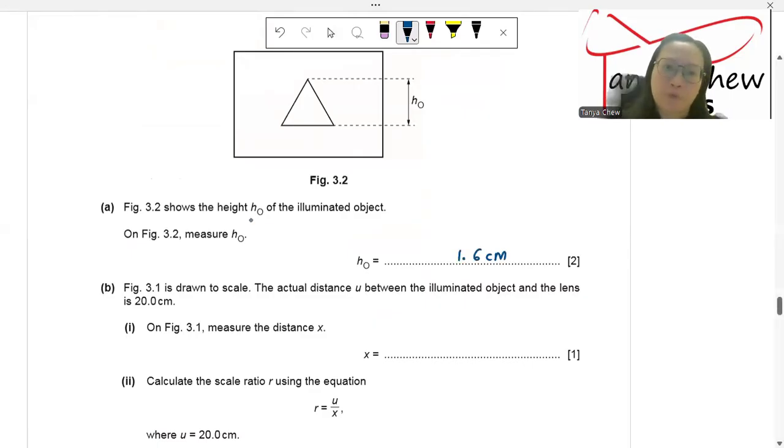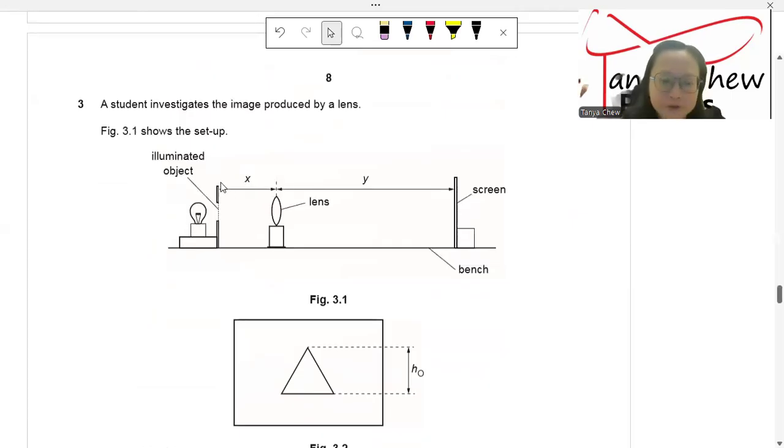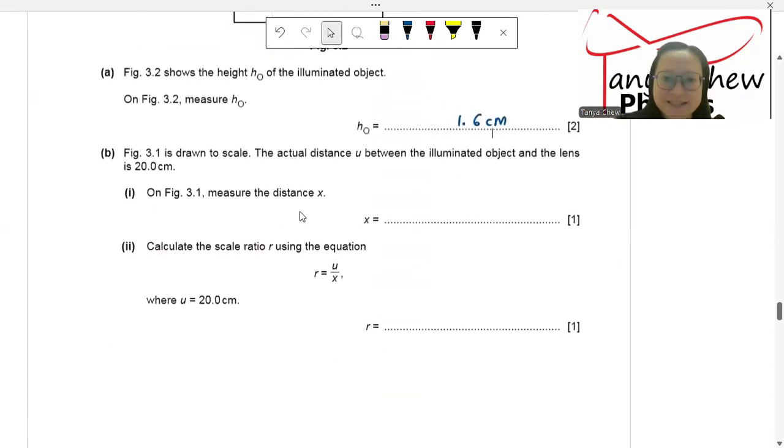B, Fig 3.1 is drawn to scale. The actual distance u between the illuminated object and the lens is 20 cm. First part, on Fig 3.1, measure the distance x. Just put your rule horizontally. Oh, I'm sorry, you're not using a meter rule, you're using a cm rule. Just put it horizontally between the two arrows of x. And I got 2 cm.